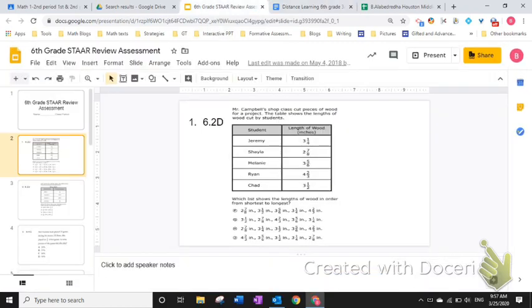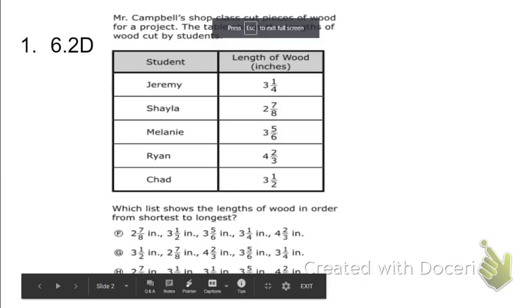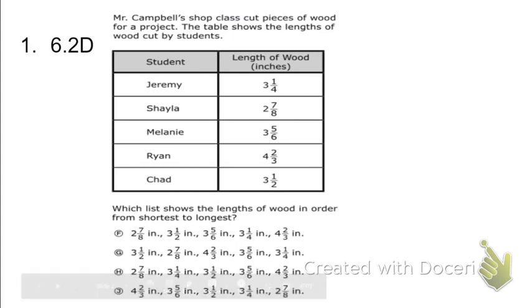Now we're going to go over the warm-up. At this point, you should have already answered the warm-up and submitted it into All in Learning. I'm going to go over the question. So in this question, Mr. Campbell's shop class cut pieces of wood for a project. The table shows the lengths of wood cut by the students. We're looking for him to order it from shortest to longest.